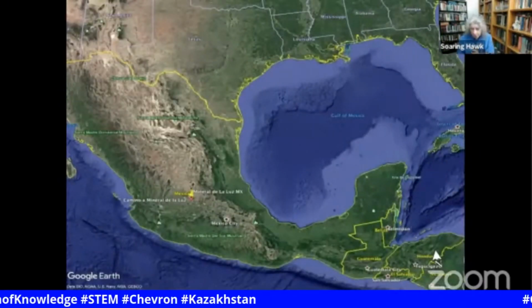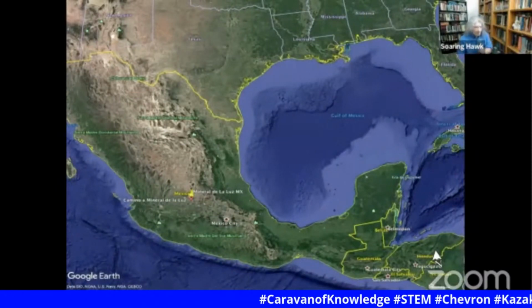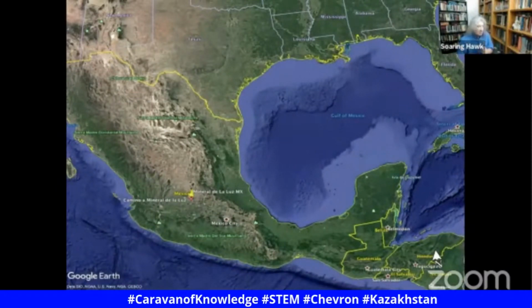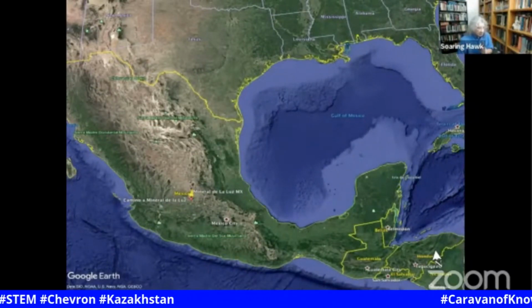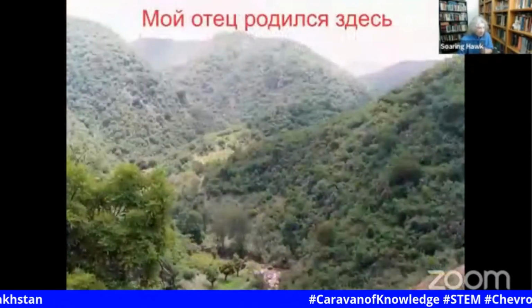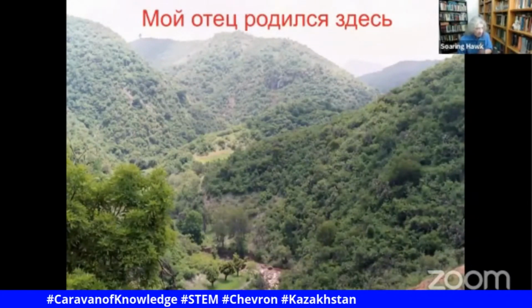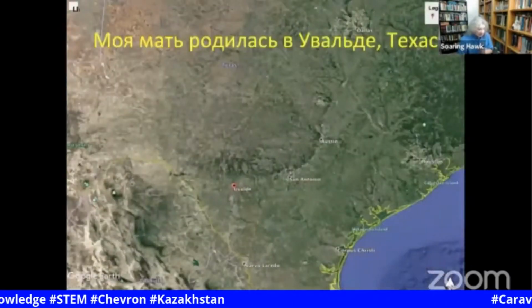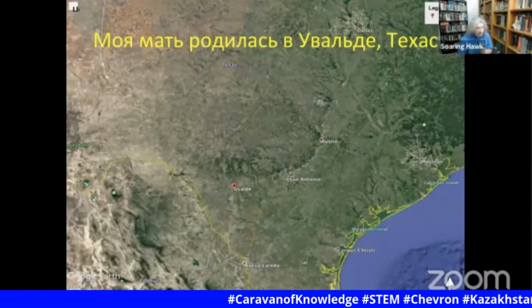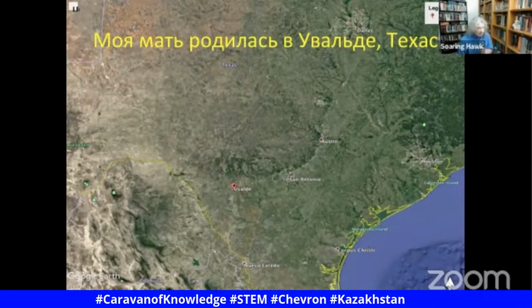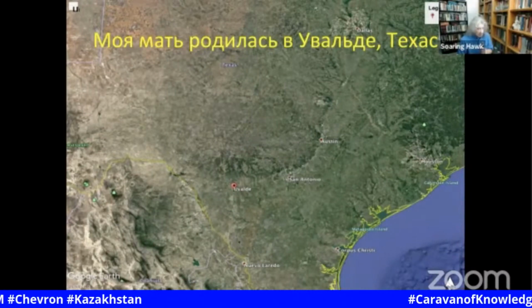I'll introduce myself in the traditional manner that we do in Mexico. So I won't talk about myself. I'll talk about my family. This is a picture of Mexico. This is where my father was born, where the little yellow symbol is in this river valley. It's not a city. It's what's called a rancho. And my mother was born in Uvalde, Texas. You can see where that is. This is the Gulf of Mexico. This is the capital, Austin, and this is the border between the United States and Mexico.